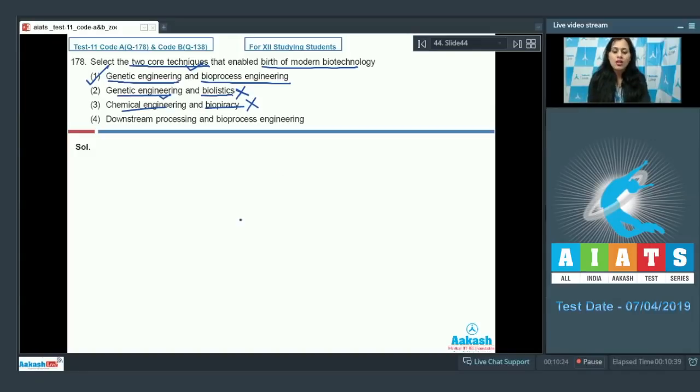And the last option is downstream processing and bioprocess engineering, and this cannot be a correct answer because downstream processing involves separation, purification and packaging of desired product. So the correct answer to this question is option number 1. Let's discuss our next question.